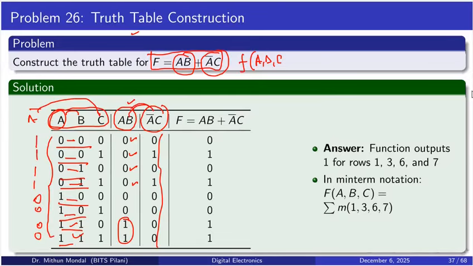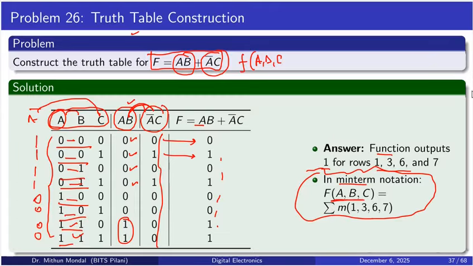Finally, we are going to add these two expressions and get the value. So 0 plus 0 will give 0, 0 plus 1 will get 1, and so on. This is the function whose output is 1 for rows 1, 3, 6 and 7. Now, we will learn in the fourth part of the tutorial how to form the minterm notation, because we have 3 variables a, b and c. In the minterm notation, how we can write 1, 3, 6, 7 with the summation, we are going to see in the fourth part.